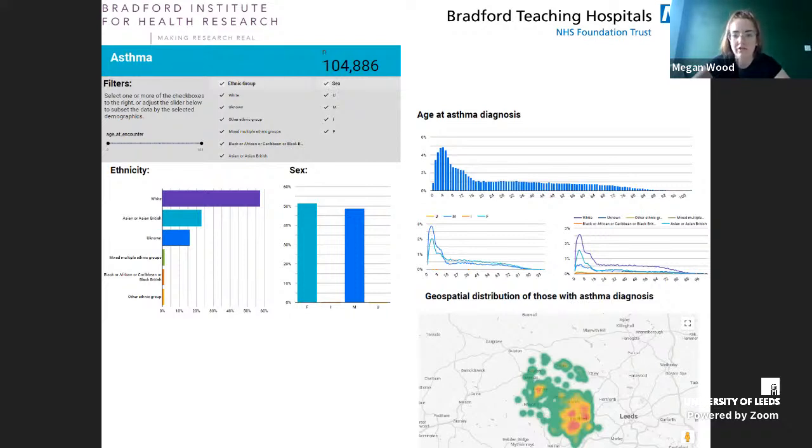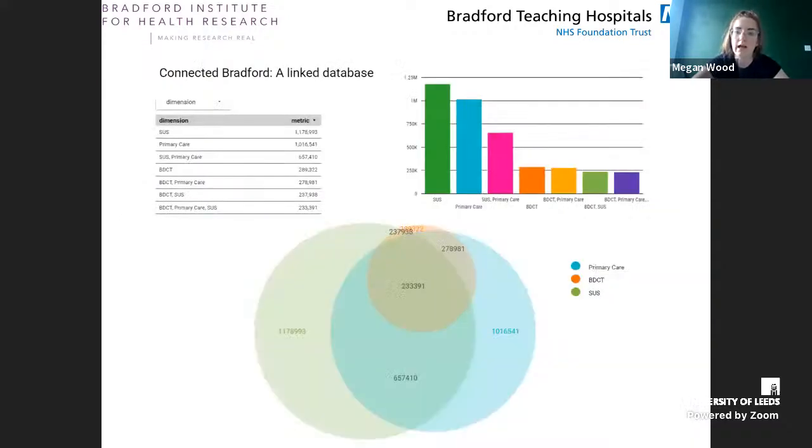So these sense checks allow us to eyeball our data at a glance, see if they look right. So if there were no males, for example, at all, according to these visualizations, this would be a cause for further investigation. Okay, is this actually the case, or is there something actually wrong with these data sets that we need to fix? The second purpose of these interactive dashboards is that they allow researchers with specific research questions to explore the data that are available within Connected Bradford before they make a formal data request.